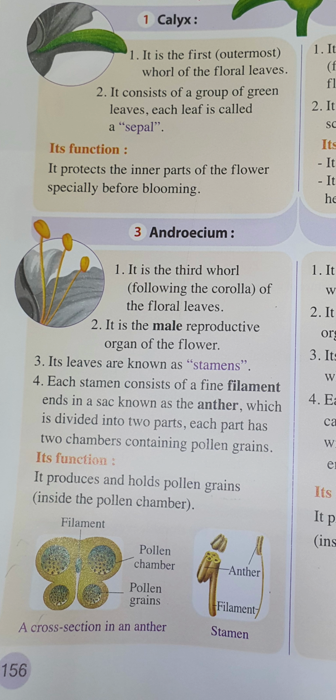Its function is production and holding of pollen grains inside the pollen chambers. Inside the chambers, there are a lot of pollen grains produced in the anther. So the anther is the factory of pollen grains. And we have to know that when the pollen grains become mature, the anther opens vertically and the pollen grains spread in the air.